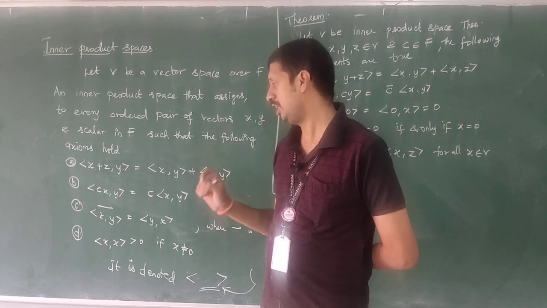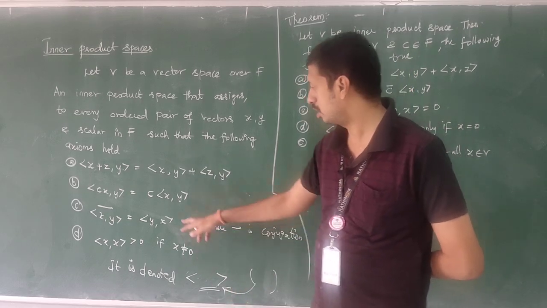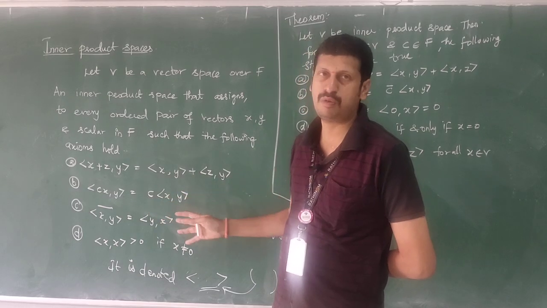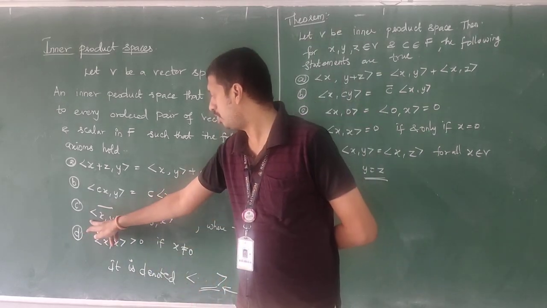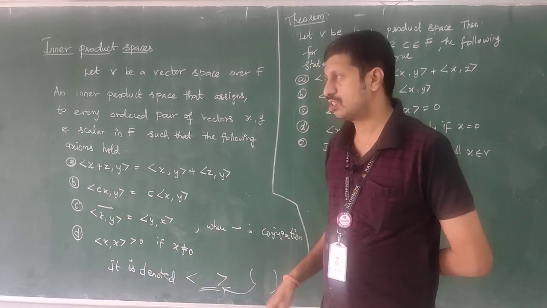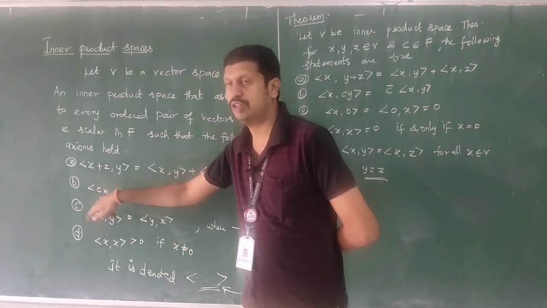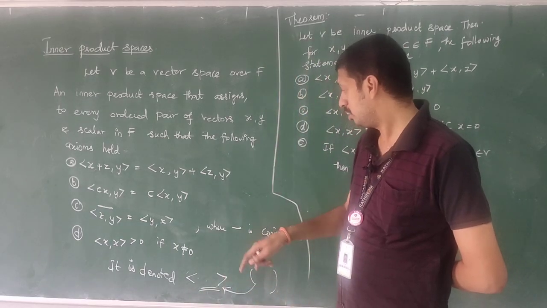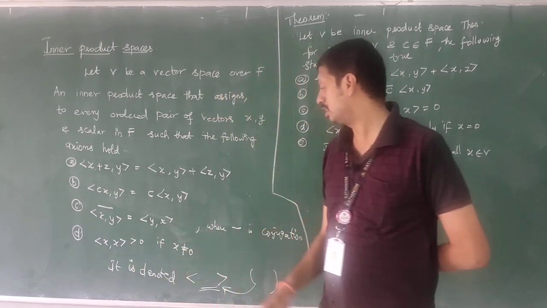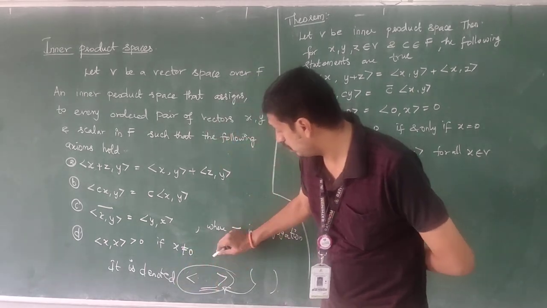Then second, the inner product of c x comma y, where c is some scalar, equals c times the inner product of x comma y, since we take c outside. Third, the inner product of x comma y, the whole bar, equals y comma x, where we interchange the entries and the bar denotes the conjugate. The fourth condition is x comma x greater than 0 if x is not equal to 0.